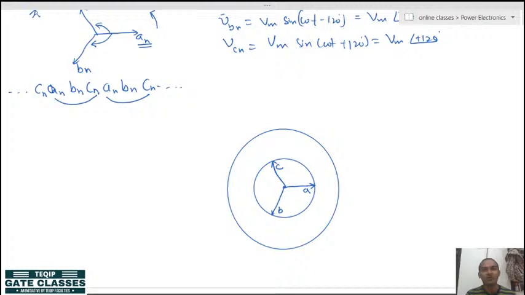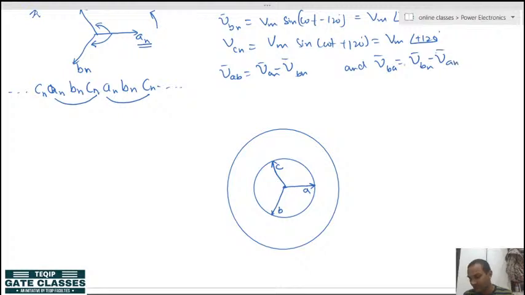And you know how you draw the line voltages. We know that VAB means VA minus VB, or VAN minus VBN. And VBA means VB minus VA, or VBN minus VAN. So in this case it simply means we just have to subtract two phasors.